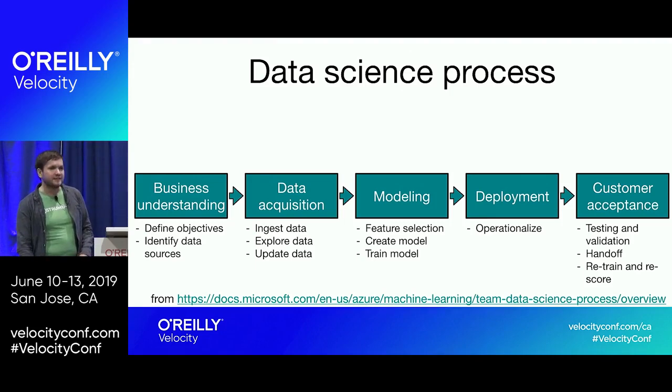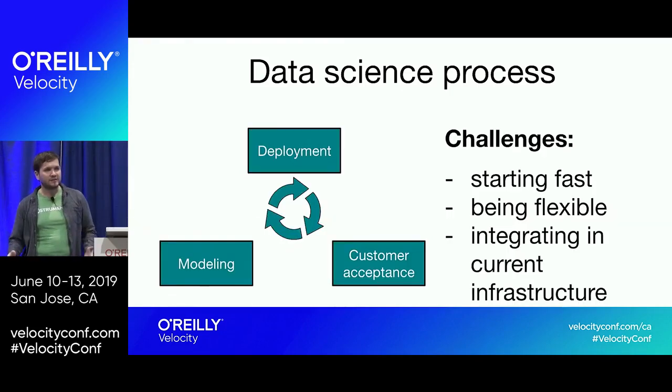The issue here is that basically the last three steps usually are very iterative. So you get feedback, you have to update the model, you have to deploy it, and so on. So one of the challenges is how to put your model into production as soon as possible and get early feedback.